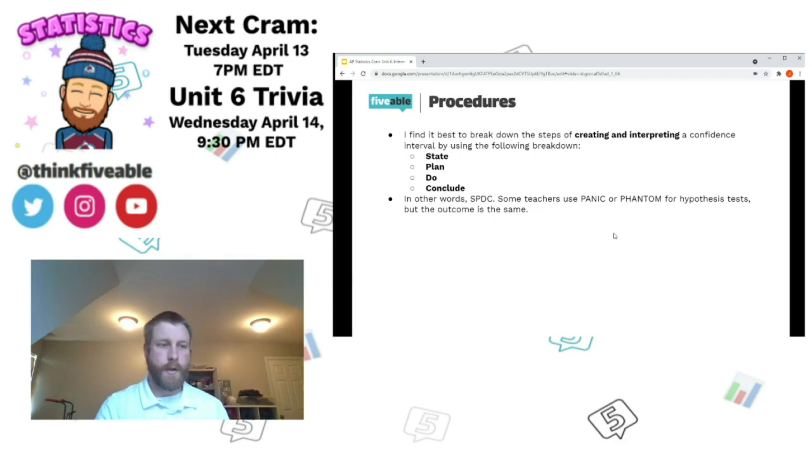No numbers with no context to it. So those are the 4 steps. I always use SPDC anytime with any type of inference, because you can use this also with hypothesis tests, which we will. SPDC: state, plan, do, conclude. You can come up with a nice fun acronym for that.